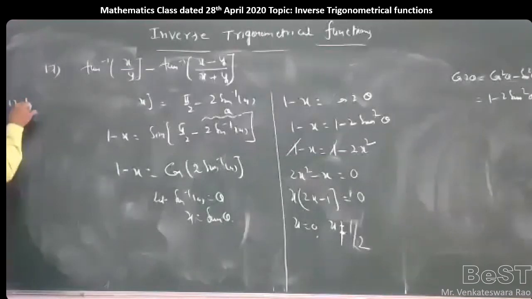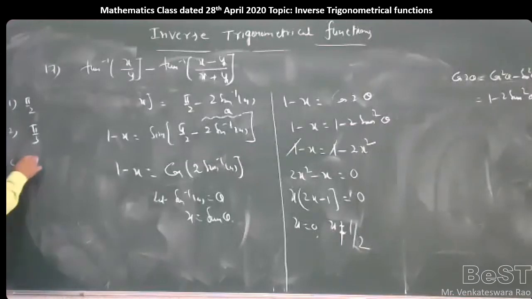First one pi by 2, b pi by 3, c pi by 4, d minus 3 pi by 4. Right. Note down the options also.